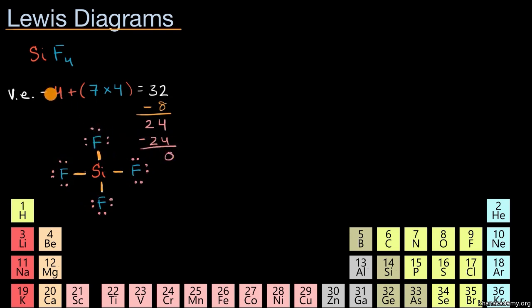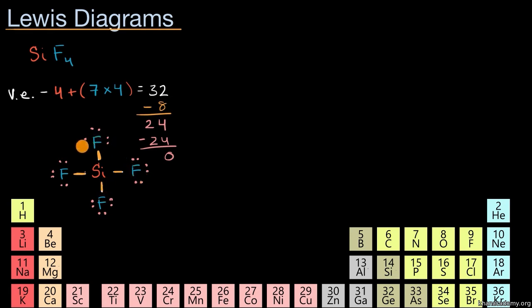We've now used up all of the valence electrons. Now that's good, because we wanted to account for all of the valence electrons. We want to represent them somehow in this Lewis diagram. The next thing to check for is how satisfied the various atoms are relative to the octet rule.